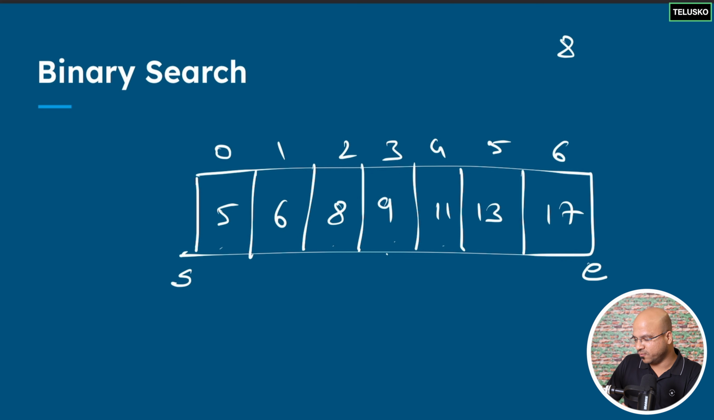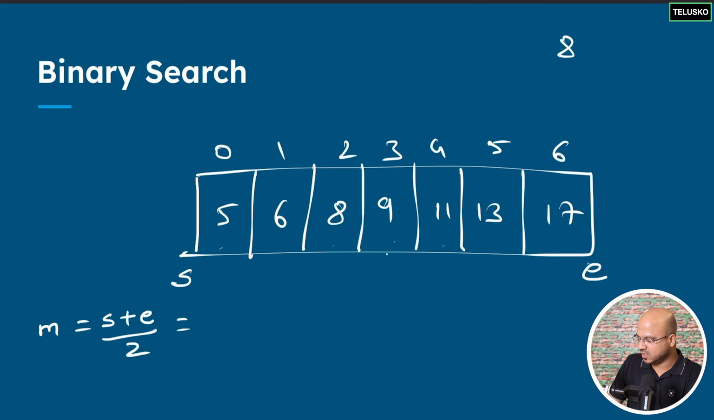Now what you do is you first divide your array into 2 parts. To do that, we have to find a mid value. So even before you divide, you find a mid value. How do you find a mid value? The mid value is equal to the starting position plus the ending position, divided by 2.